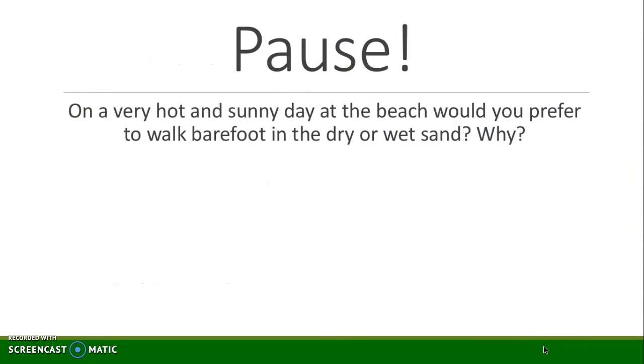So pause again. This isn't a demo, but it's just something to think about. It says, on a very hot and sunny day at the beach, would you prefer to walk barefoot in the dry or wet sand, and then why? So just pause, think about it, and then come back.